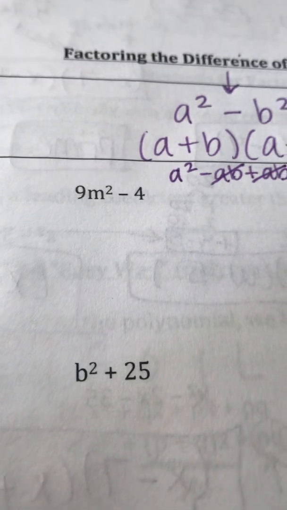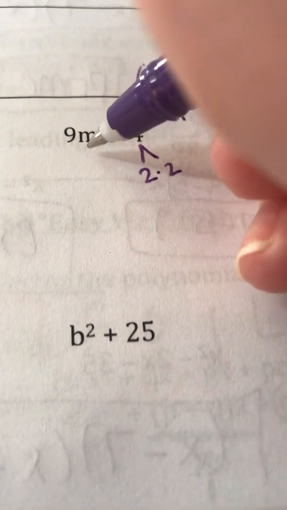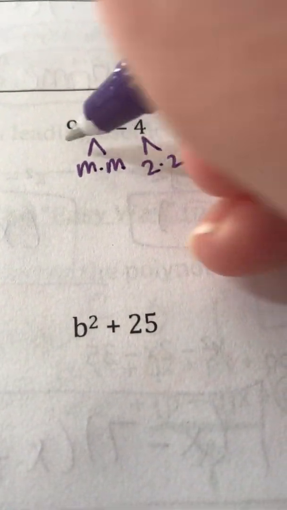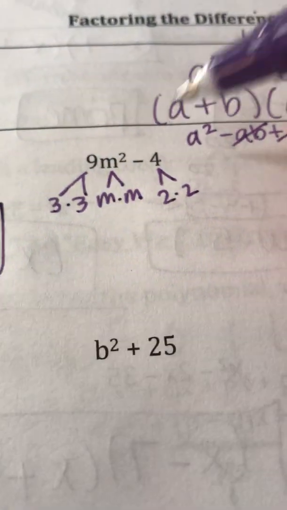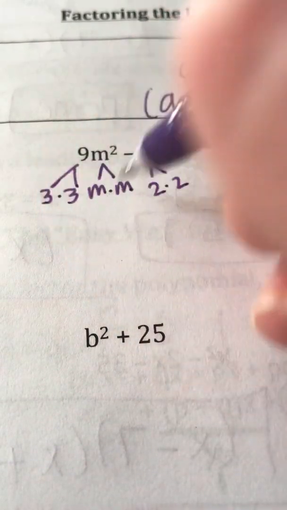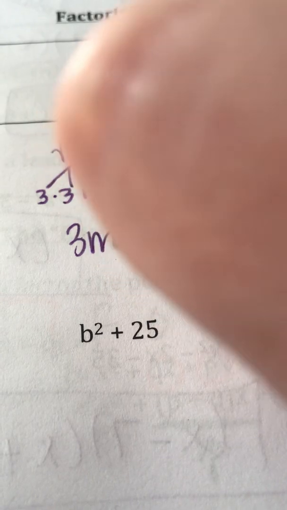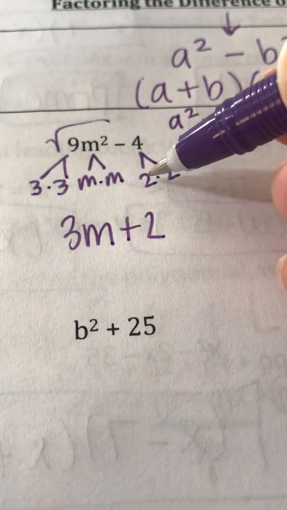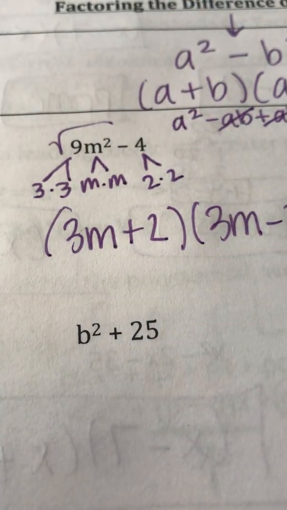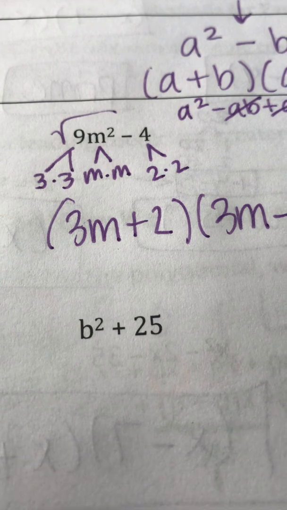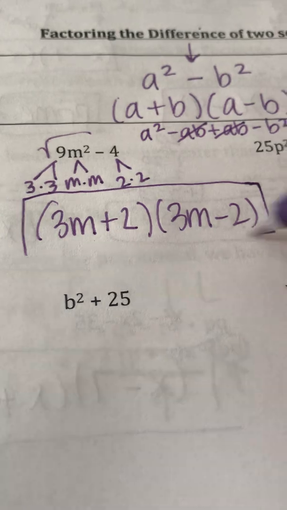Now the next one's a little bit different because I can see right away, this is 2 times 2. I can see that this is m times m. There's also a 9 here, but I know that 9 is 3 times 3. Okay, so if I'm thinking difference of squares, then if I took the square root of it, I have 3m plus 2, and then I have 3m minus 2, like that. Okay, and that's my solution. 3m plus 2, 3m minus 2.